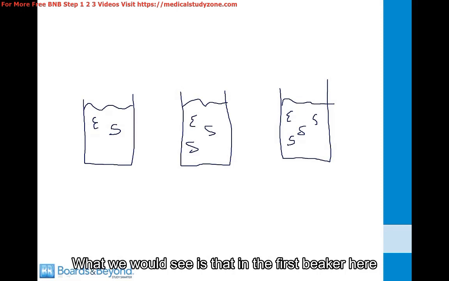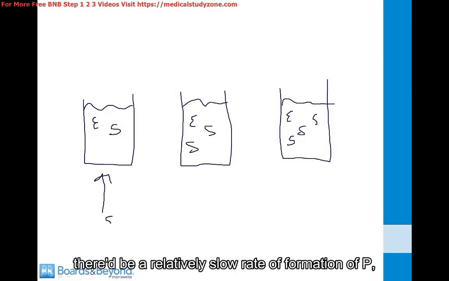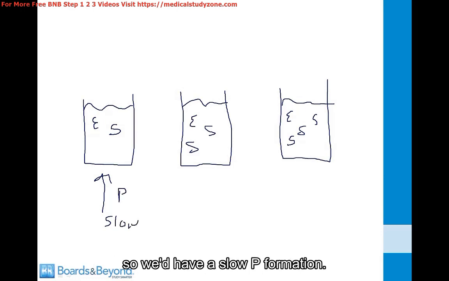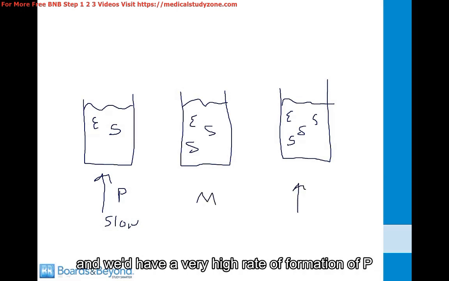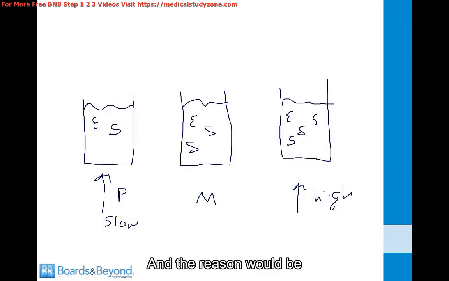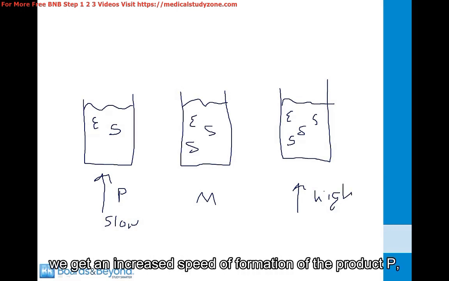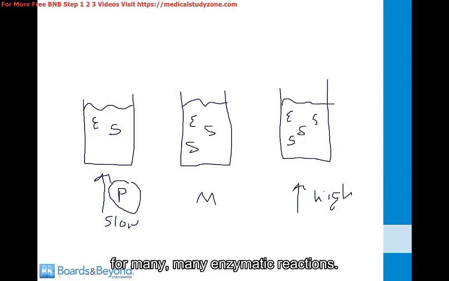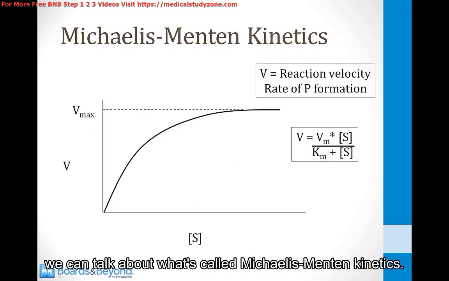What we would see is that in the first beaker here with just a little bit of substrate, there'd be a relatively slow rate of formation of P. So we'd have a slow P formation. It'd be somewhere in the middle for the second beaker, and we'd have a very high rate of formation of P here in the last beaker. The reason is that when we add more substrate, we get an increased speed of formation of the product P. And it turns out that's true for many, many enzymatic reactions. So with that concept in mind, we can talk about what's called Michaelis-Menten kinetics.